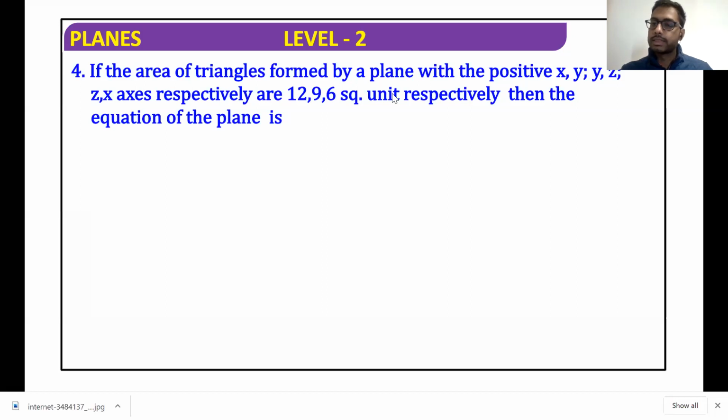Similarly, area of triangle which is formed in the yz plane would be half BC, and area of triangle which is formed in the zx plane would be half CA. And areas of those triangles are given to you, which are 12, 9, and 6. So equate those.